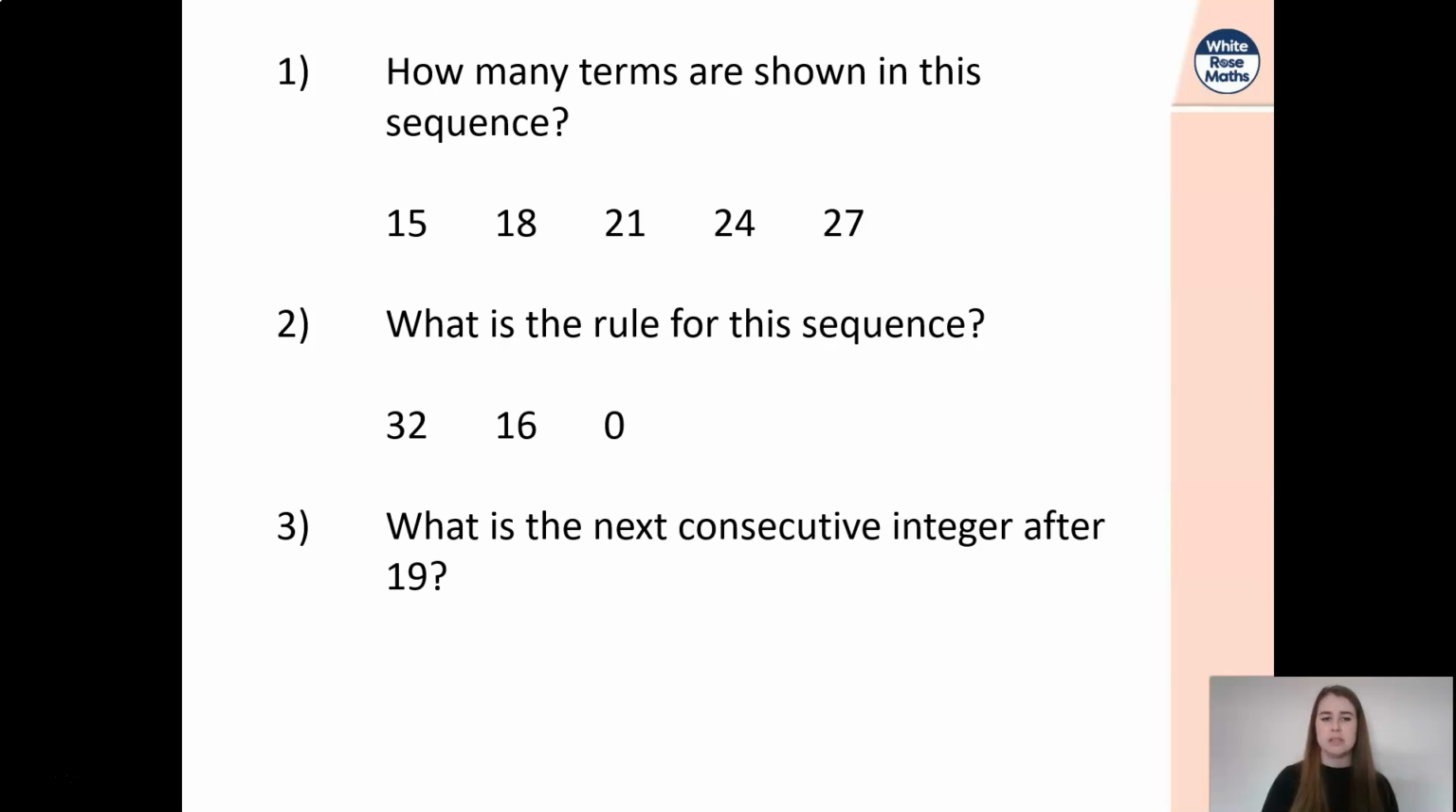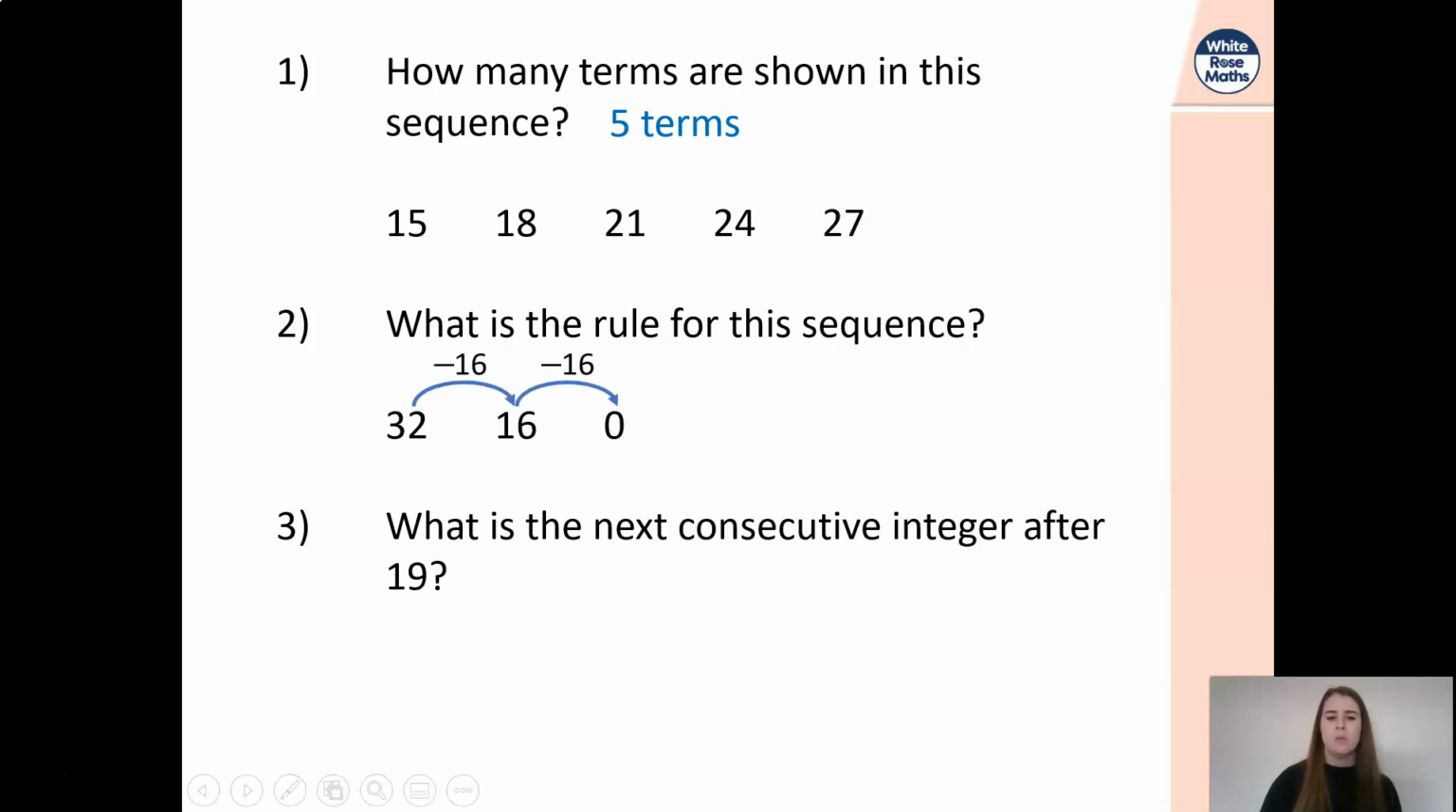So we know how to look at sequences when we have to work out the difference between numbers, whether they're getting bigger or whether they're getting smaller. So pause the video again, 5-minute timer, have a go. How many terms are shown in this sequence? Well, we can see there's 5 because we've got 1, 2, 3, 4, 5. What is the rule for this sequence? Well, we know here it's getting smaller, but we need to work out how much smaller. I can see from 0 to 16 that they've added 16 here, so if we're going backwards, we're going to be taking away 16.